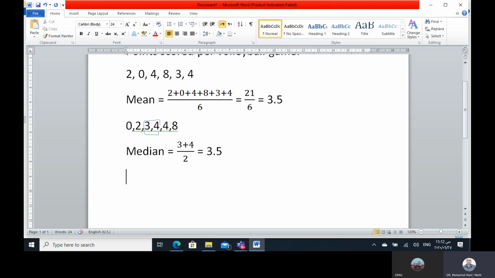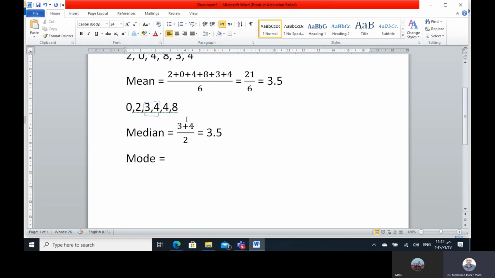Now we want to solve the mode. The mode, the most repeated number. As you see here, 0 repeated 1 times, 2 repeated 1 times, 3 1 times, but 4 repeated 2 times, and 8 1 times. So 4 the most repeated number. So the mode will be 4. Another example.